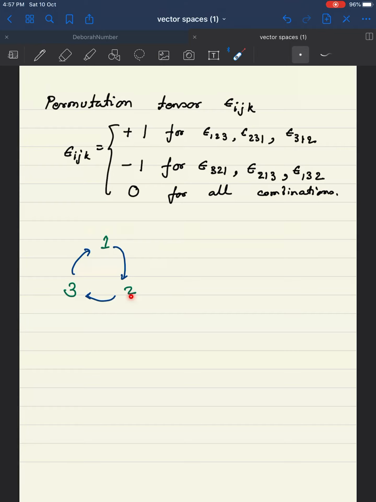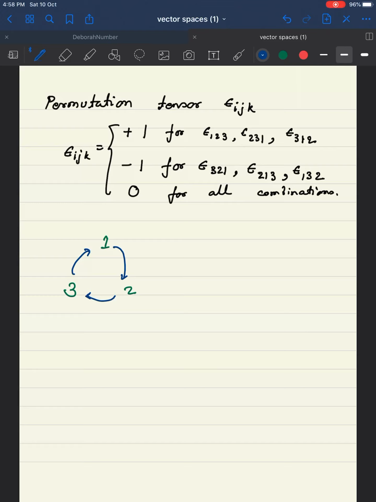So, if it is in the clockwise direction, you have plus 1. Whereas, if you have it in the order 3 2 1, so you have now gone anti-clockwise, then its value is minus 1. Then if you begin at 2, you have 2 1 3, or 1 3 2. So, you have these 3 anti-clockwise combinations, so it is minus 1, and 0 for all other combinations. Okay.